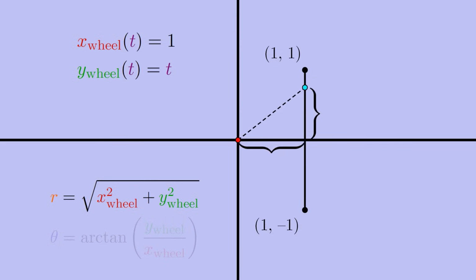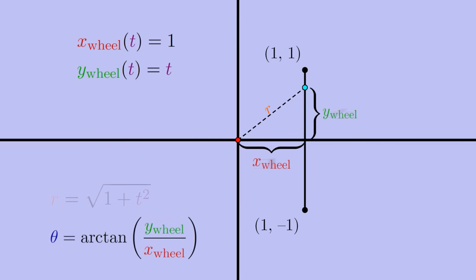R is the easiest one to find. To find r from x and y, it's basically just the Pythagorean theorem. R equals the square root of x squared plus y squared. And since x is 1, and y is t in this case, it becomes square root of 1 squared plus t squared, or just square root of 1 plus t squared. Very nice. As for theta, with a little trigonometry, you can find that the tangent of theta is equal to the fraction y over x, meaning theta is the arctangent of y over x, which in this case is t over 1, or just t.